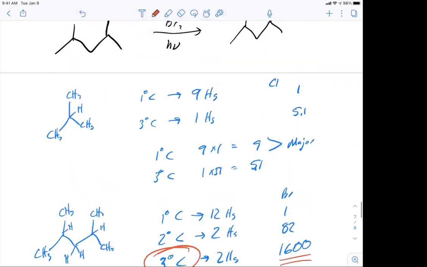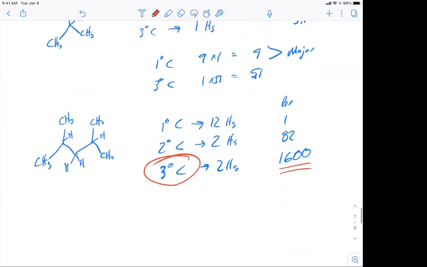So with chlorine, the statistics of my hydrogens, the number of hydrogens, and the change in the selectivity can determine whether something is going to be favored or major product. But when we're dealing with bromine, there's such a big difference between each of these numbers that you would have to have 82 primary hydrogens to outweigh 1 secondary hydrogen. That's incredibly unlikely. In fact, it doesn't exist.